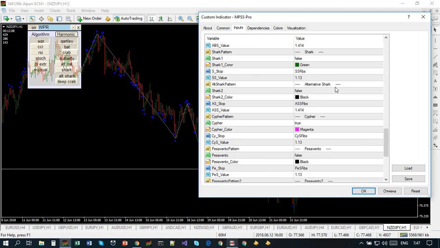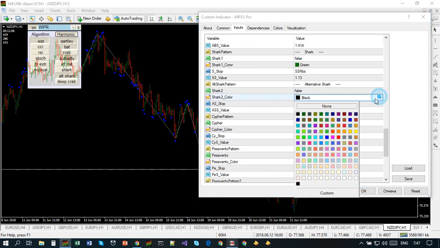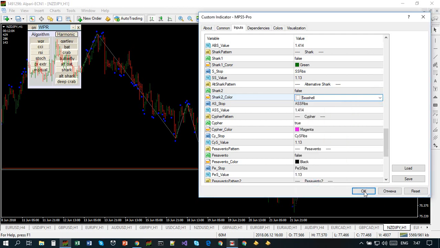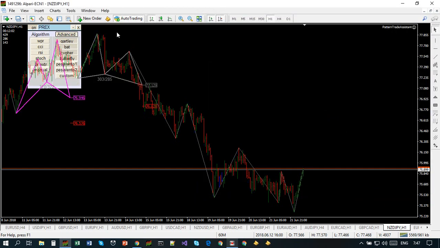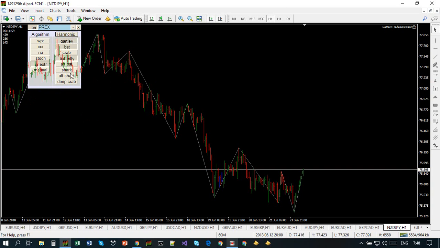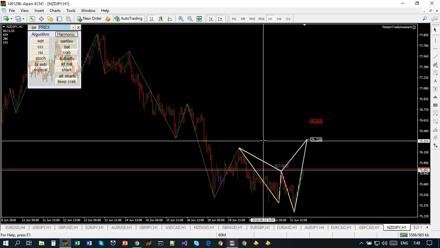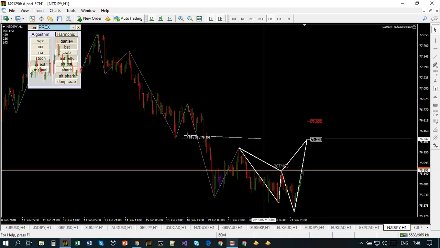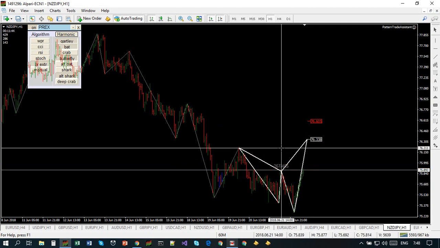Where is the alternative shark? Let me make it white, maybe. Black skin. Harmonic patterns, alternative shark. Now it looks this way. So the alternative shark will complete here, and I'd like it better because it coincides with the structure level. I'd like the alternative shark better, although we can test this level.